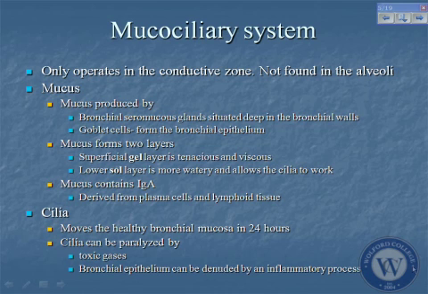So it has to have a very healthy sol layer, which is a solvent layer, for this cilia to work properly. The mucus also has immunoglobulin properties, so it's immunoprotective of your body. It's derived from plasma cells and lymphoid tissue that are in your lungs. Normally, the cilia move most of all the bronchial mucosa completely out of your lung every 24 hours.